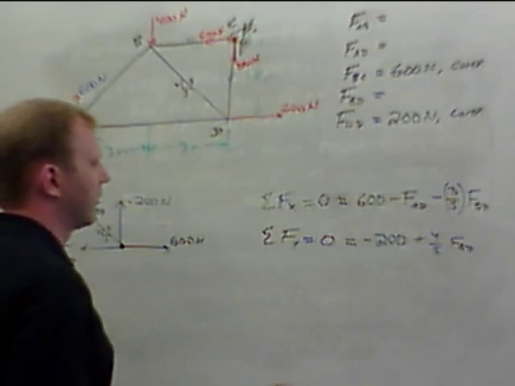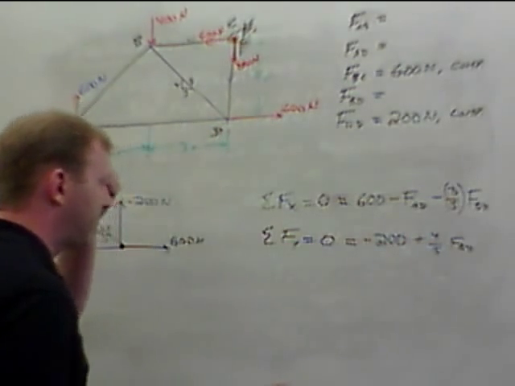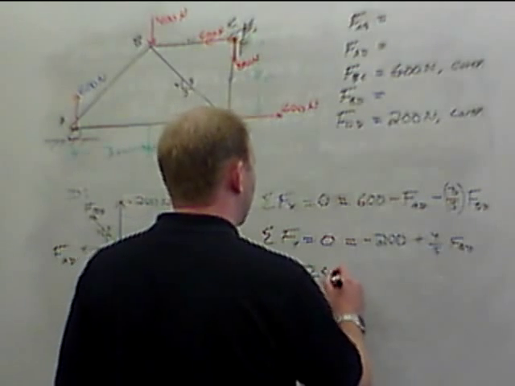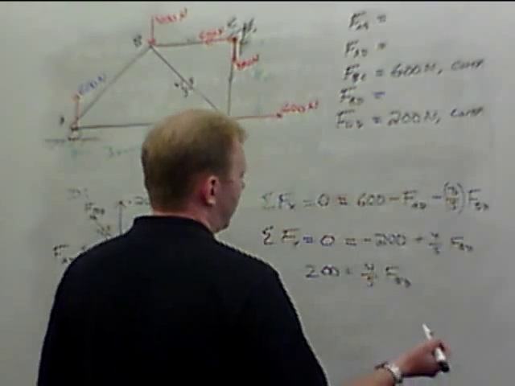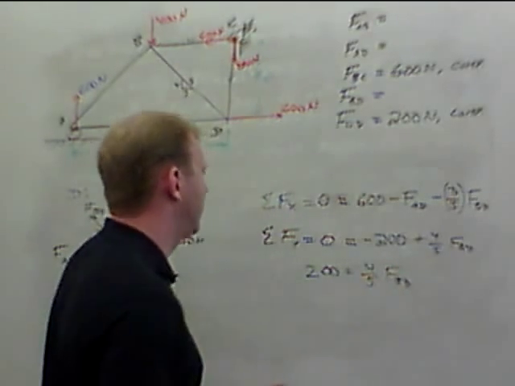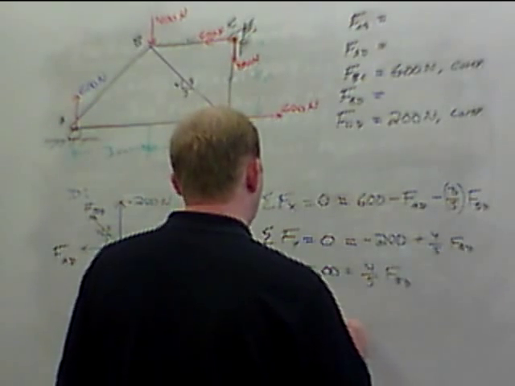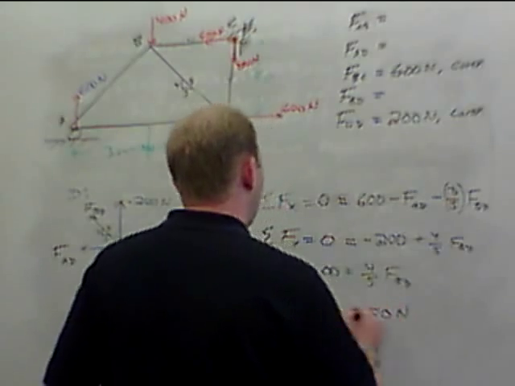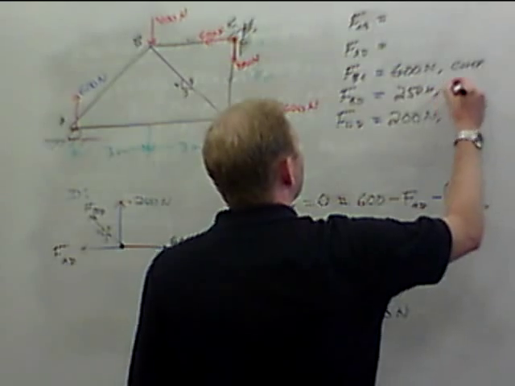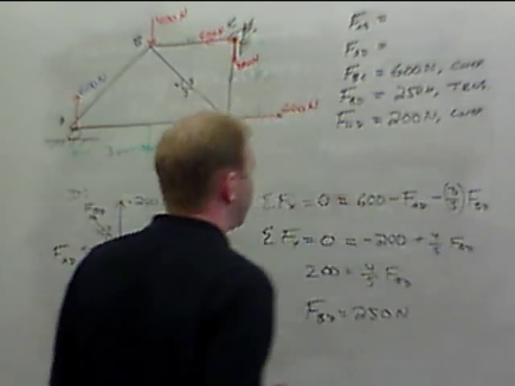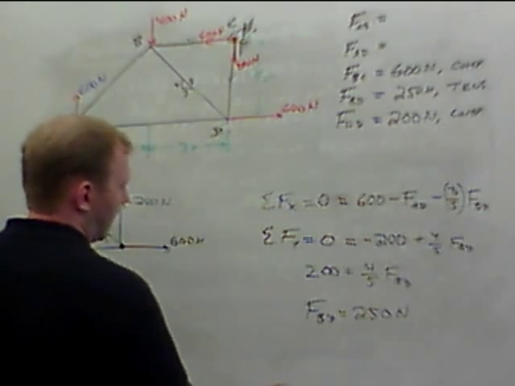FAD has no y component, so we're stuck there, so we're done with this. This is nice and easy, we can solve for FBD right away. So we have 200 equals 4/5 of FBD. FBD divided by 4/5, that's 1,000 by 4, is 250. That came out positive, so that's in tension.